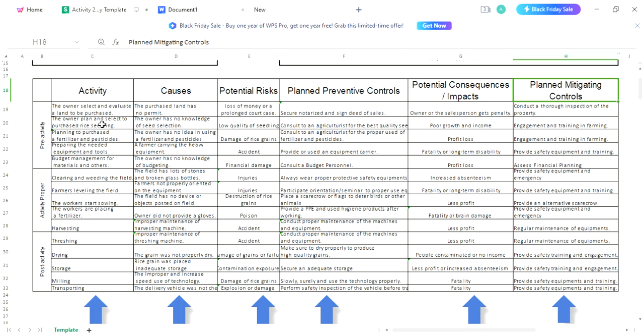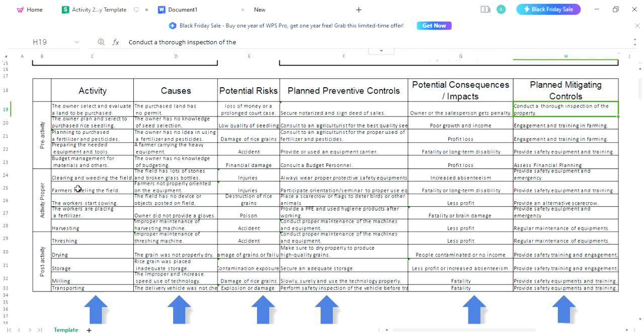An example in pre-activity is the owner selects and evaluates a land to be purchased. The cause of the risk: the purchased land has no permit. The potential risk is loss of money or a prolonged court case. To prevent the potential risk, secure a notarized and signed deed of sale. For the impact, the owner or salesperson gets a penalty, and to mitigate that impact, conduct a thorough inspection of the property.